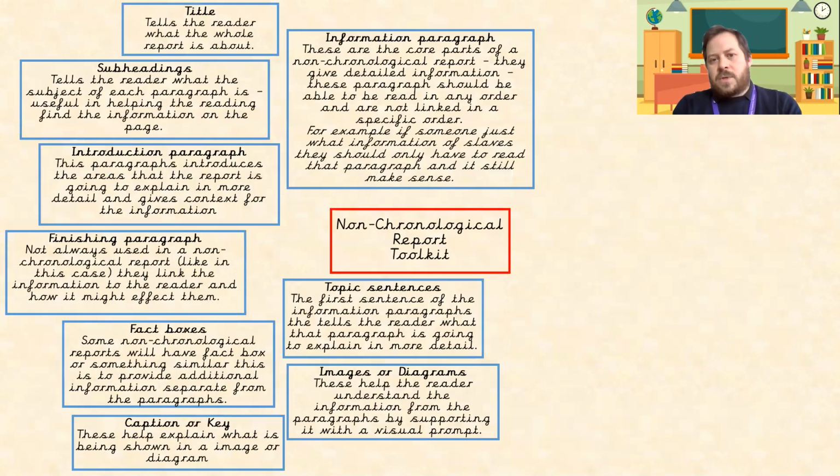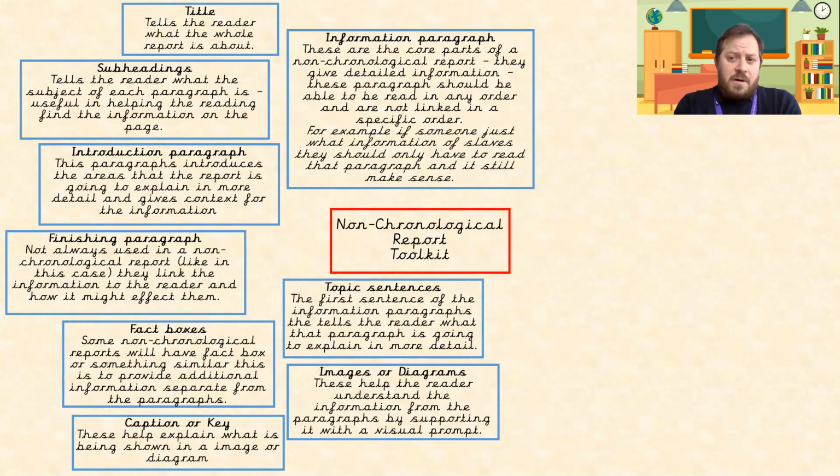So let's go look at our toolkit as it has been created so far. And these are the structural parts of our toolkit. We have the title, which tells the reader what the report is about. We have the subheadings, which allows the reader to see what each of the information paragraphs are talking about and can direct them to the bit that they're interested in.